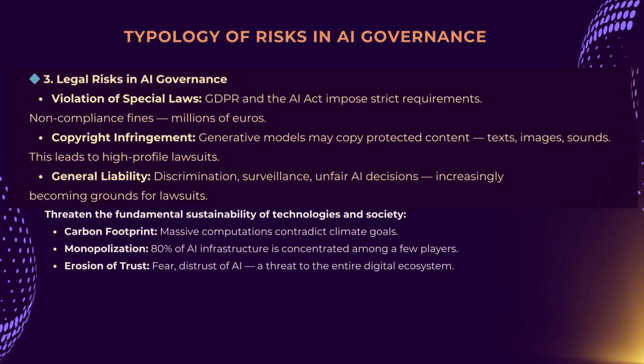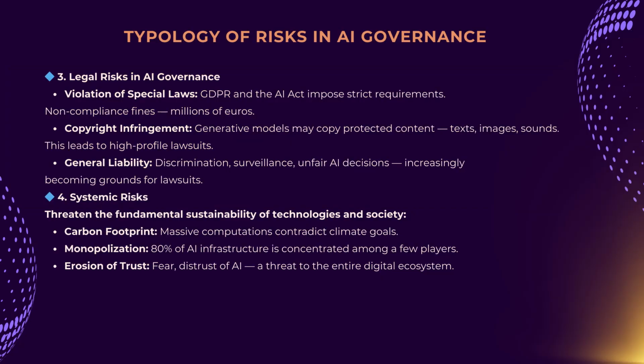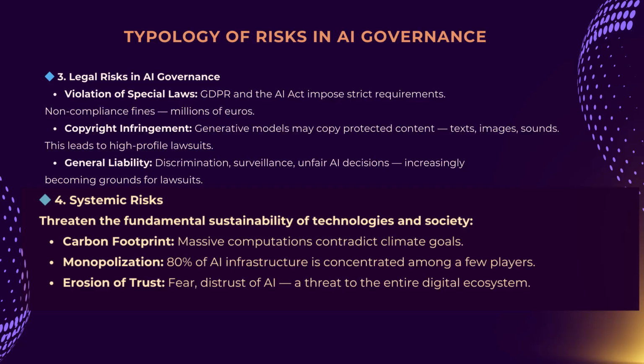Any violation of human rights with the help of AI, whether it is discrimination or surveillance, is increasingly becoming the subject of lawsuits today. Thus, an ethical misstep very quickly turns into a specific legal and financial problem for the company. And finally, the fourth, most global level, systemic risks.